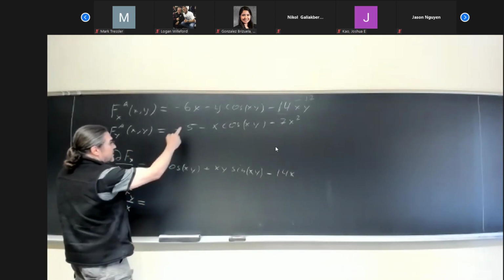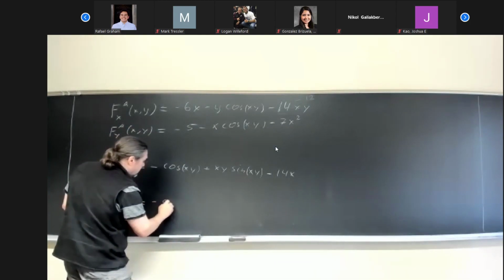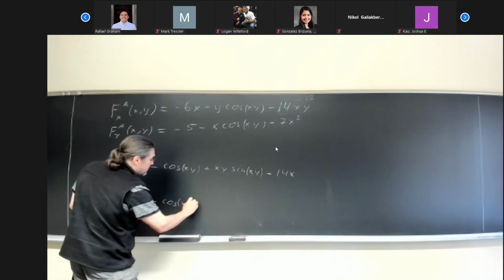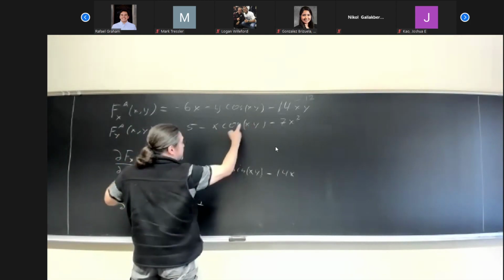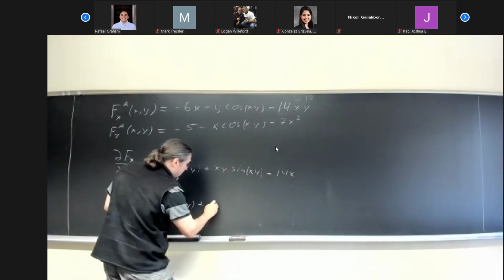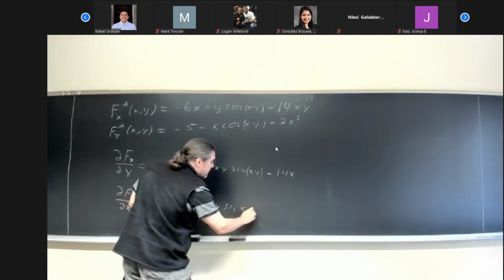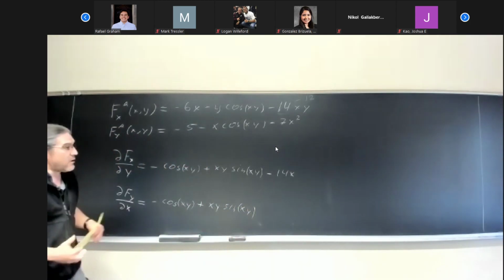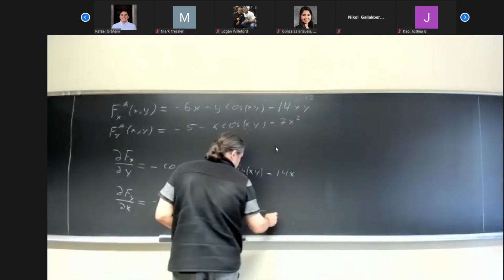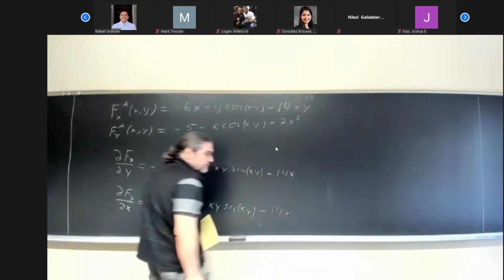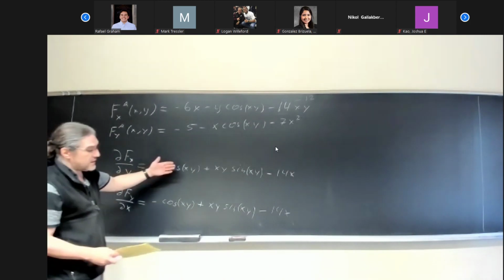Now the next one is you need to take the y component of the force and differentiate it with respect to x. So that will give me 0. This one will give me minus cosine xy. Here's plus. Then I need to differentiate with respect to x. This is xy. This is plus again, sine xy, right? And now I need to differentiate this one with respect to x, and what I have is minus 14x.